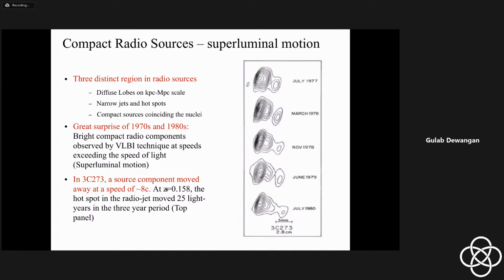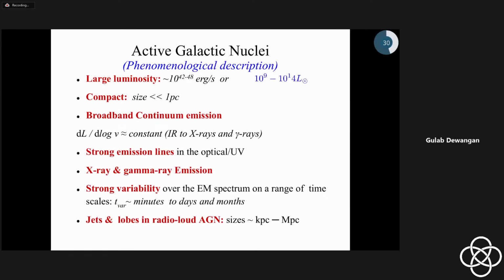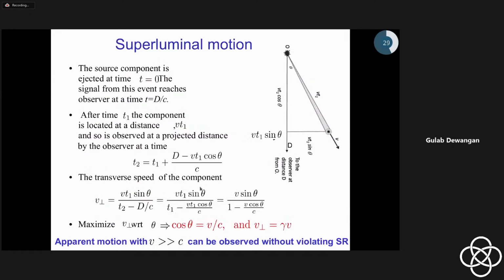So how is it possible? Is it violating special relativity? Not really. Such an apparent motion with speed more than the speed of light is called superluminal motion, and one can easily understand the superluminal motion here.